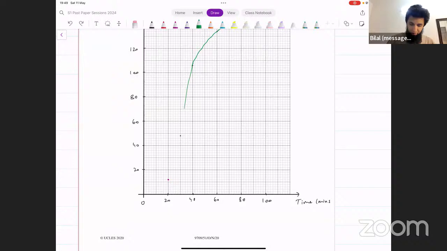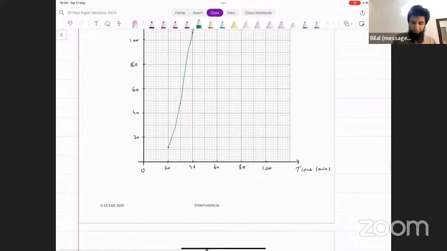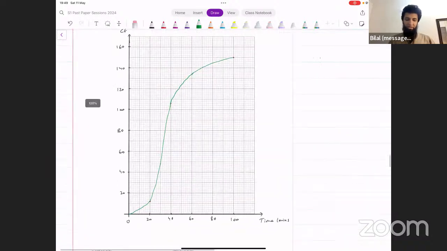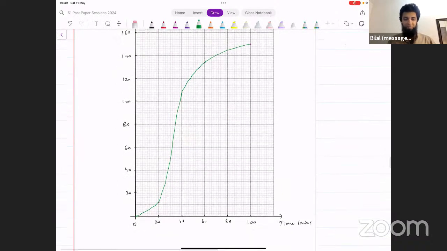You should draw it with a pencil so that if you want to erase and improve something, you can do that. Now, the curve always has to reach the horizontal axis. You always have to join it with the horizontal axis at the end. Otherwise, you would lose a mark. Okay, so it has to reach the horizontal axis. This is what the curve looks like. Okay, that's the cumulative frequency curve in the first part.